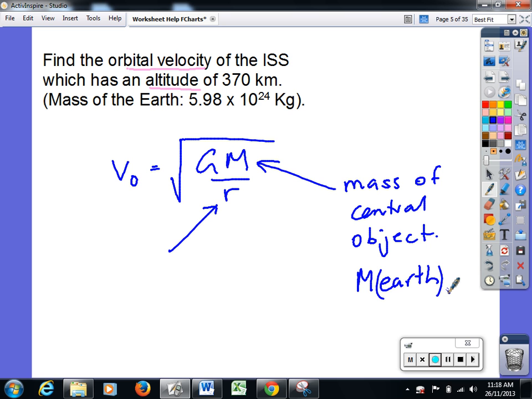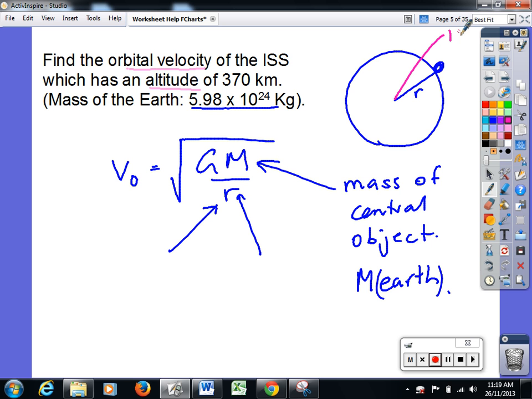Okay, so we need to find the mass of the Earth. So we've been given it up here. The radius is the radius of the orbit. So on the surface of the Earth, it would be the radius of the Earth. So here's our Earth, and if we're standing on the surface of the Earth here, then it would simply be the radius. But we're testing whether or not we understand what altitude is. Now, at altitude, the International Space Station is up here. And we know that this distance here is 370, so we need to find the full radius, which is this length there.